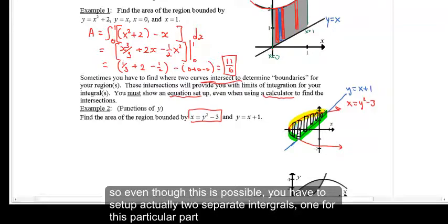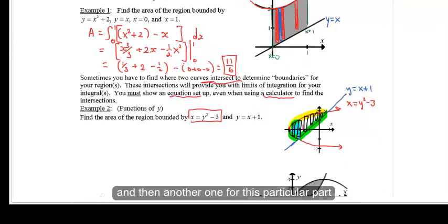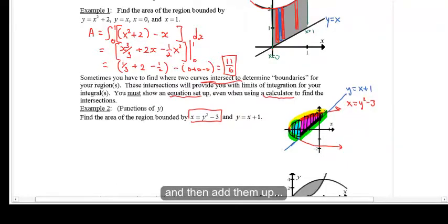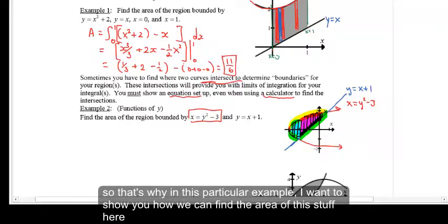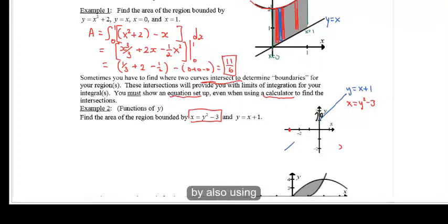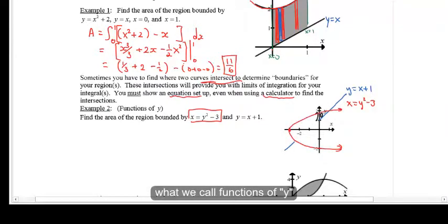One for this particular part, and then another one for this particular part. And then add them up. Which is fine, but that sounds like a lot of work. So that's why in this particular example, I want to show you how we can find the area of this graph here by also using what they call a function of y.